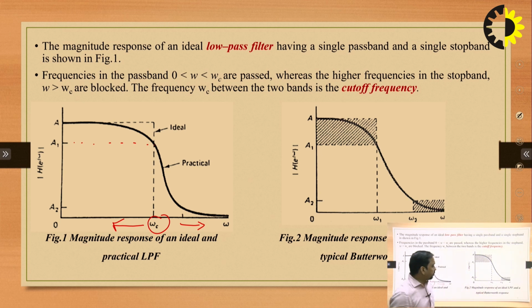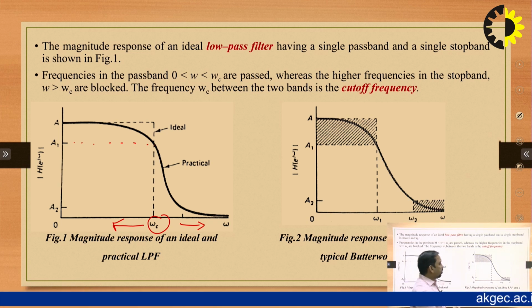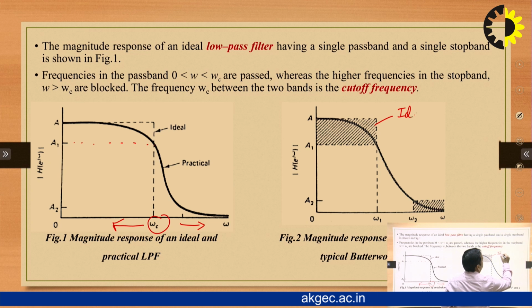Now we have the typical Butterworth response. Later in our classes we will see that there are two types of IIR filters. First is the Butterworth filter, and the second one is called the Chebyshev filter. Again we have the magnitude response here, this is for the ideal low pass filter and this one is for the practical filter.